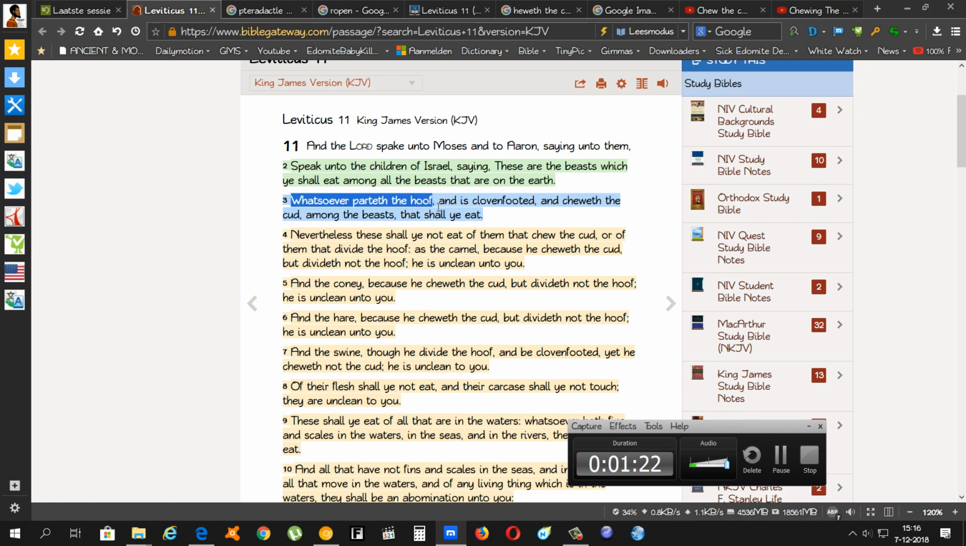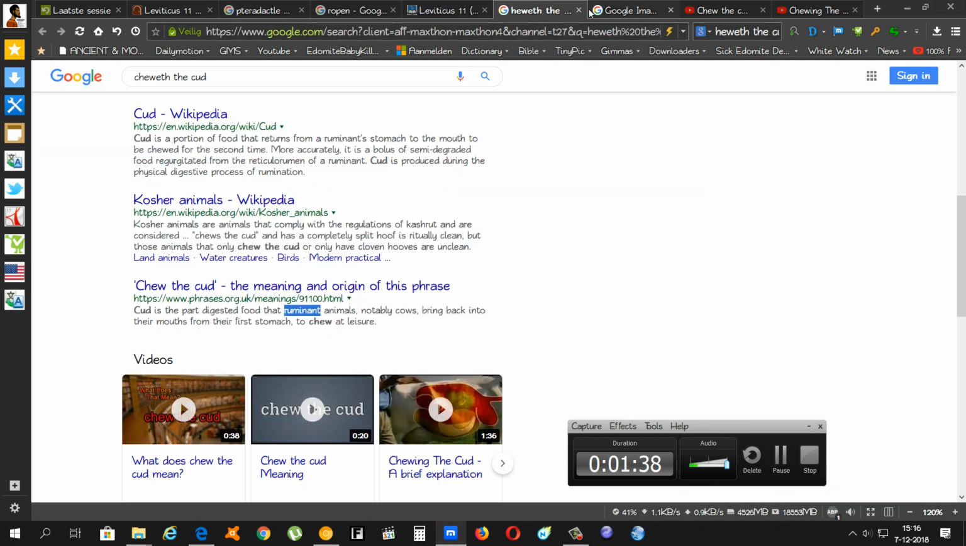Whatsoever parted the hoof, and it's cloven-footed. See, they got to be cloven-footed because some of them part the hoof like the camel parts the hoof, but it's not cloven-footed. And cheweth the cud among the beasts, that shall ye eat. And the word cheweth the cud is cud.